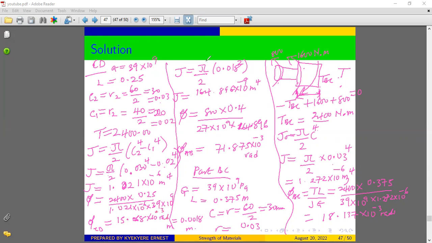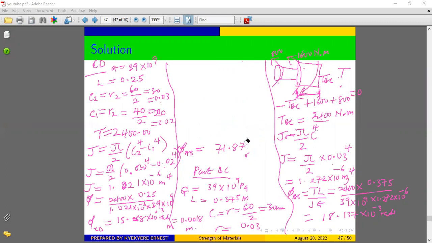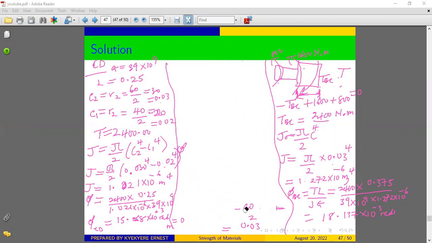Then, from the diagram, to calculate the angle of twist for point A, you can see that the whole structure is supported at D. There's a fixed support at D. So the twisting starts from the support to the free end, which means the twisting at the end A, the free end, will be a result of the twisting in C to D plus the twisting in B to C and the twisting from A to B. So the twist at point A will be equal to the twist for AB plus the twist for BC plus the twist for CD.